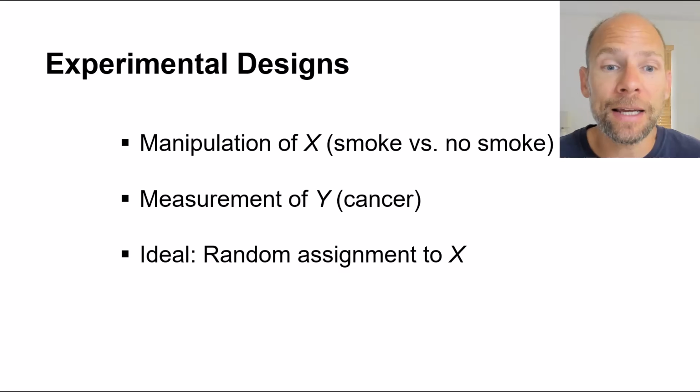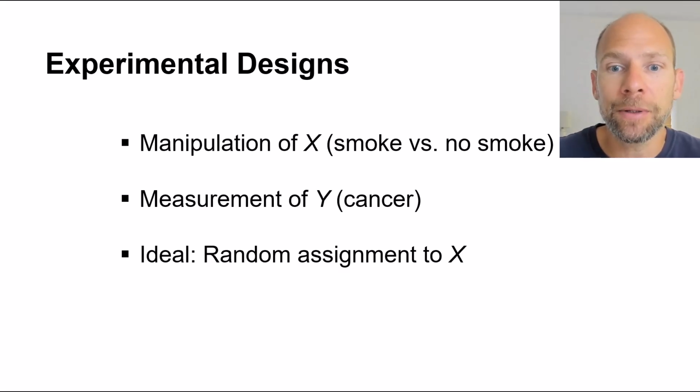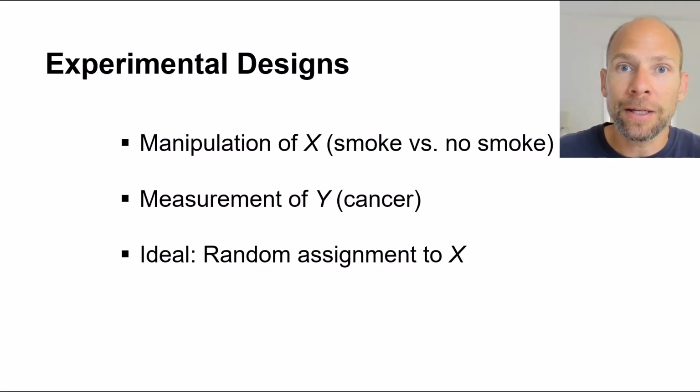Now, why is it ideal to randomly assign people to conditions of X? This has to do with the third condition of causality, which hopefully you'll remember. It was isolation. Isolation means there cannot be any other variables that could be potential explanations for the XY relationship. So no confounding variables. And that's what randomization does: it makes sure that those potential confounders are equally distributed across the treatment and control group.